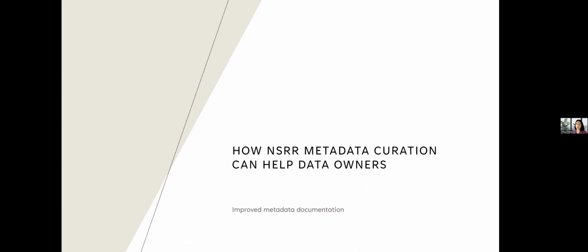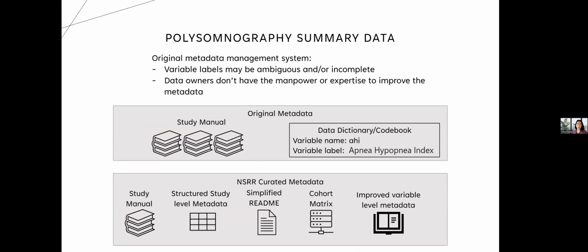In terms of how we can help the data owners, here is an example of the metadata improvement we've been doing with our data. One example is the polysomnography summary data. The original metadata management system the data owner might be using is just a simple study manual plus a very minimal data dictionary or codebook. The variable name is AHI. The variable label is apnea-hypopnea index. So that could be improved because, as I mentioned before, there are other technical inconsistencies that can potentially be associated with this variable.